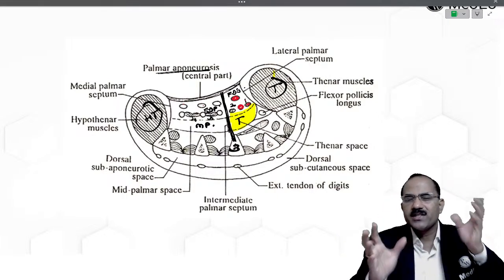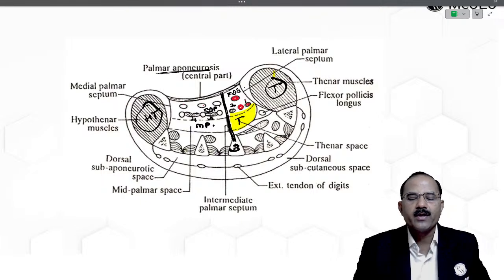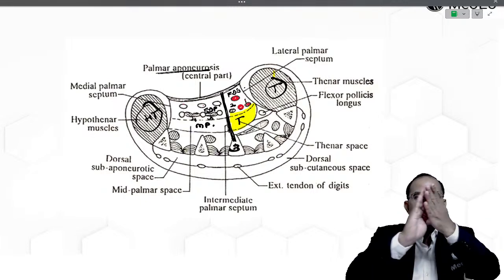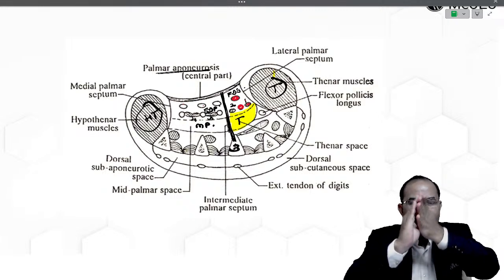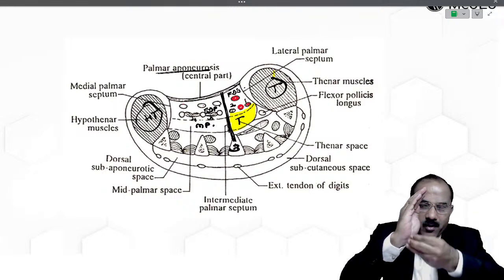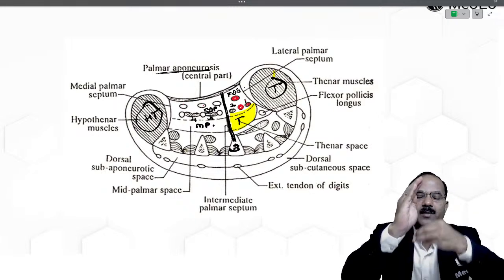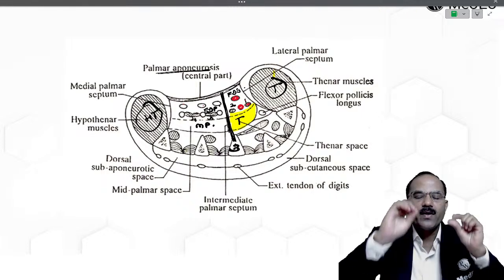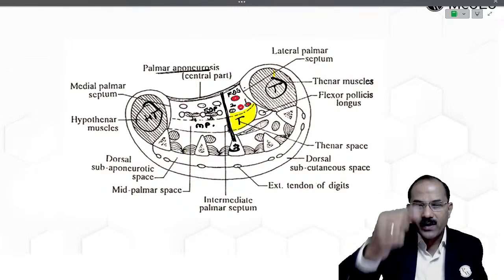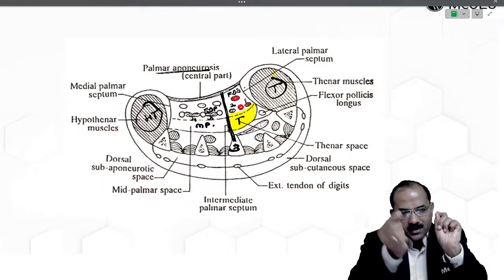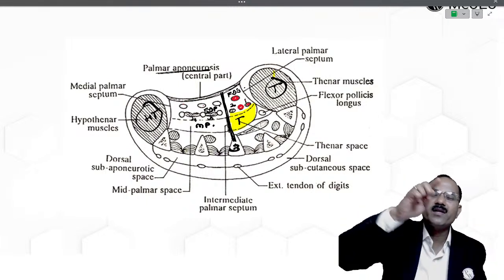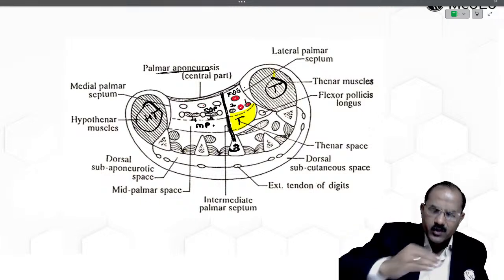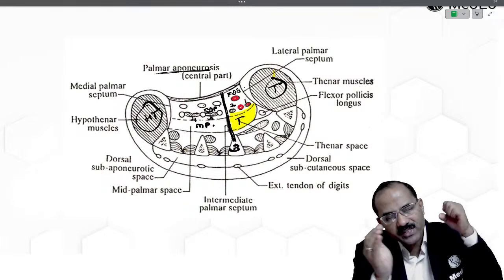So, what are the factors which maintain the stability of the shoulder joint? Number one, the glenoid cavity is made deep by a rim of fibrocartilage. What is the rim of fibrocartilage known as? That is known as the glenoid labrum. Where is the glenoid labrum? It's on the border of the glenoid cavity. So this glenoid labrum makes the glenoid cavity deep.